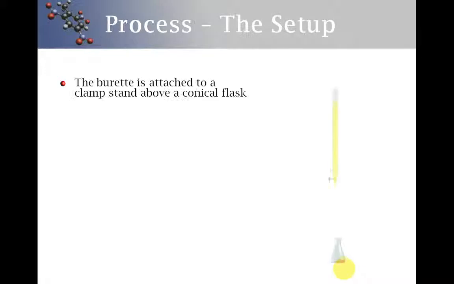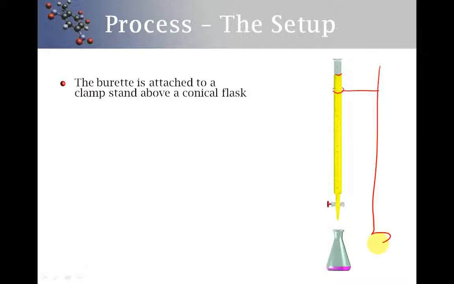Right, let's move on. Here's the setup. First of all, I'm going to get a burette. That's that big thing. I have rinsed it with the distilled water and then with the solution I'm adding into it. Then I have filled it with the chemical that I'm adding. It is going to be attached to a clamp stand. There's my clamp stand right there, and it's holding the burette up off the ground, or in this case just above the flask.